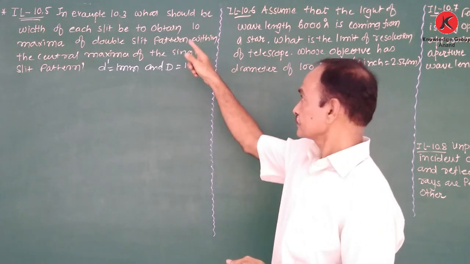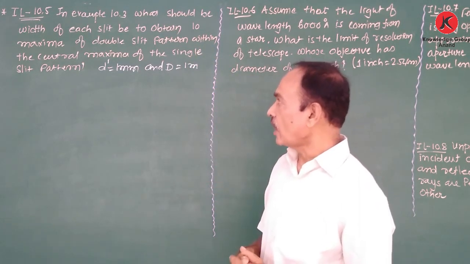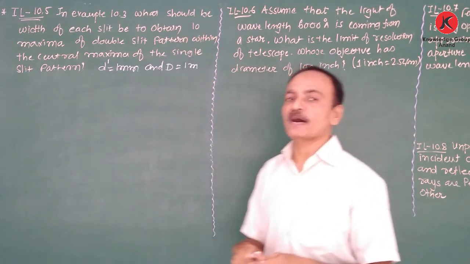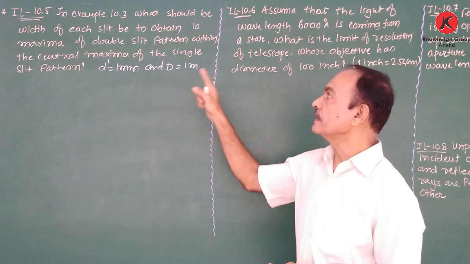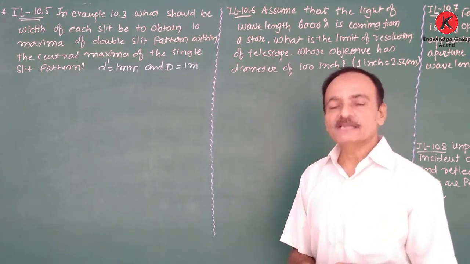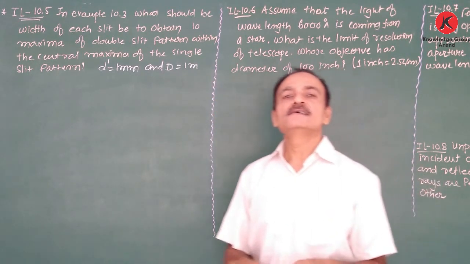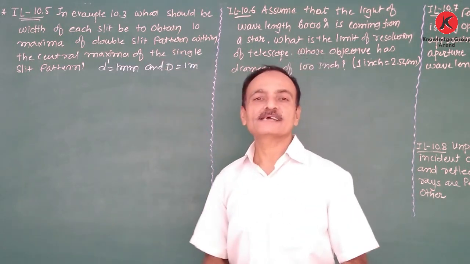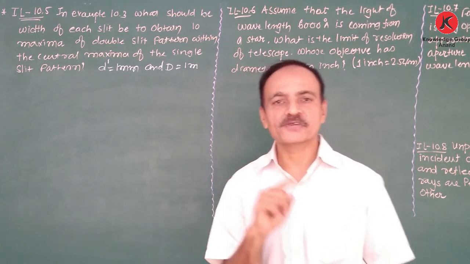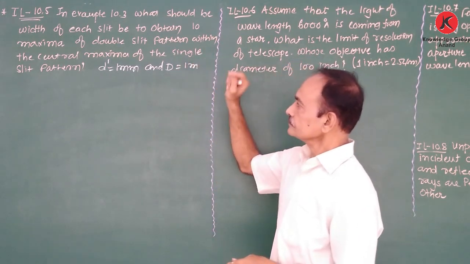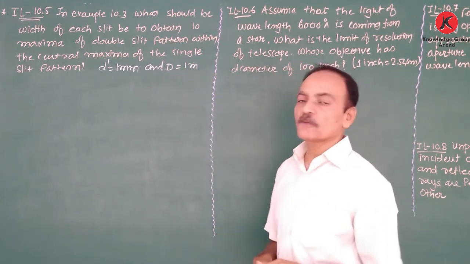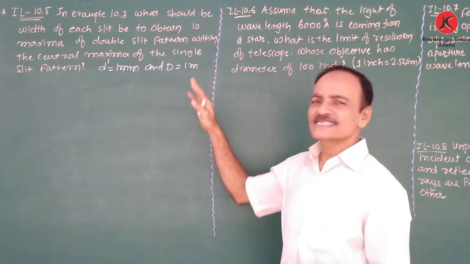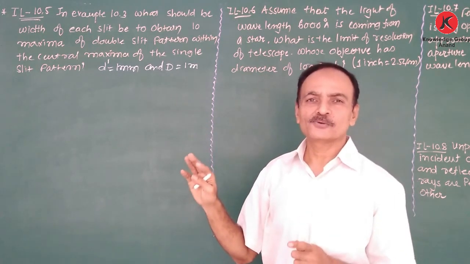Okay. What should be the width of each slit to obtain the 10 maxima or the 10 bright fringes of the double slit pattern within the central maxima of the single slit pattern? Double slit pattern means the stationary interference of Young's experiment, and single slit pattern is the diffraction pattern. Now, the question is quite hard to understand.